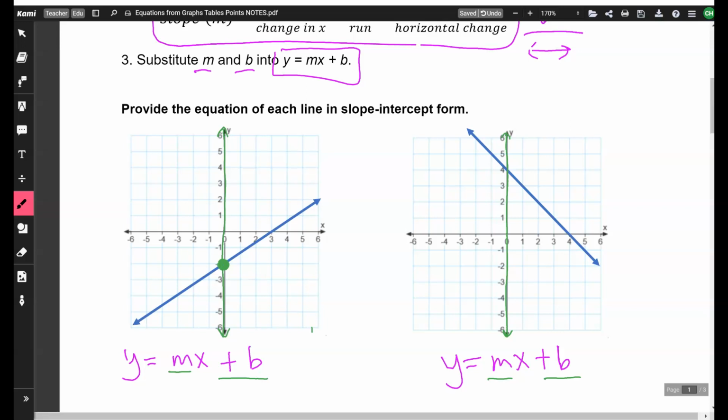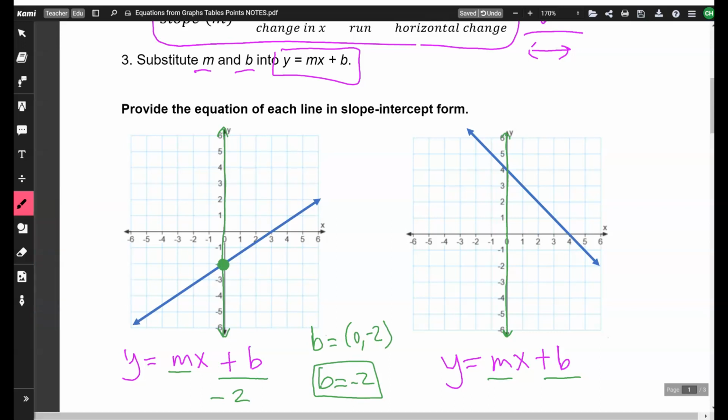Okay, so my y-intercept is at the point 0, -2. When my x is 0, my y is -2. So at the end of my equation, I'm going to have a -2 because my y-intercept is at -2. My b value is -2 since that is the point where it crosses the y-axis, okay?